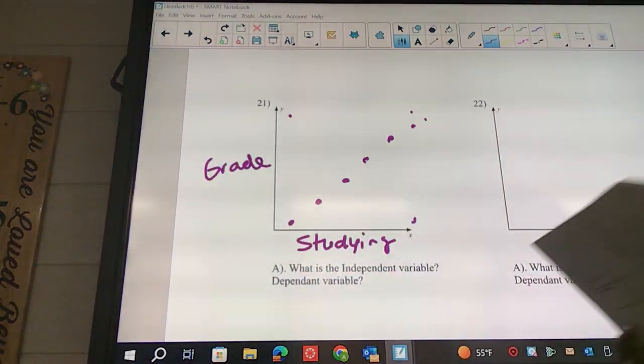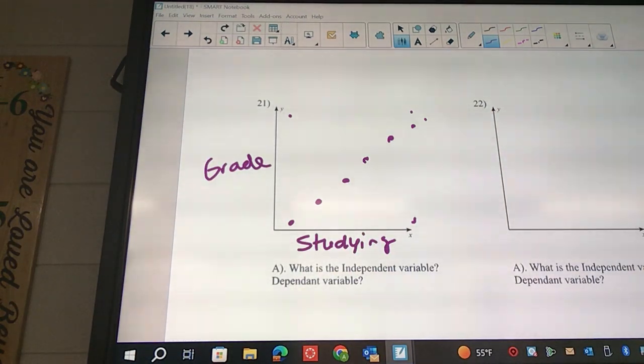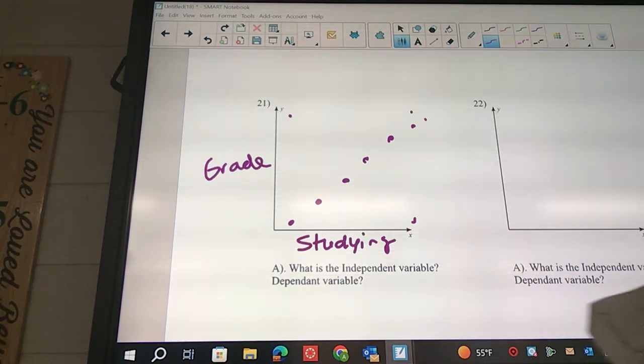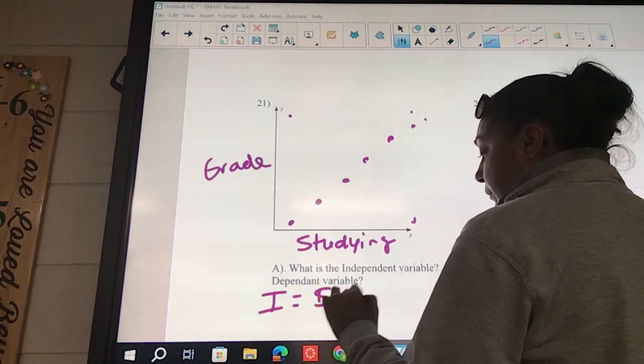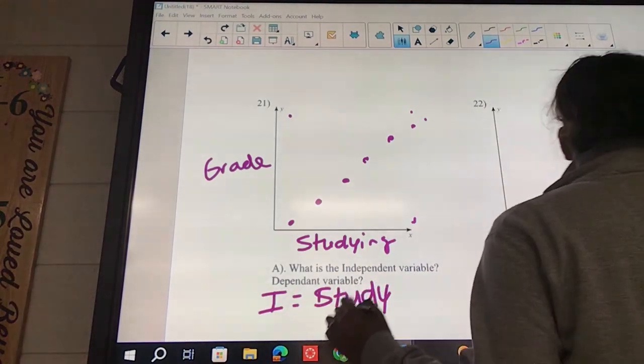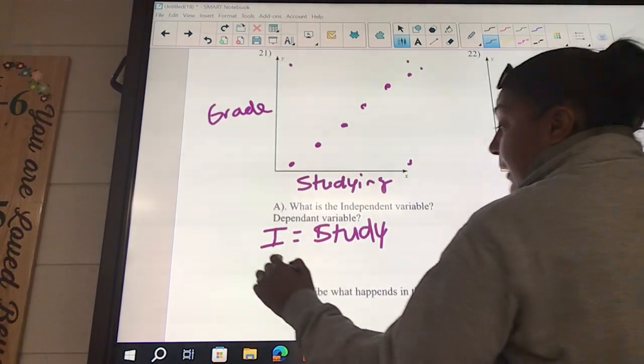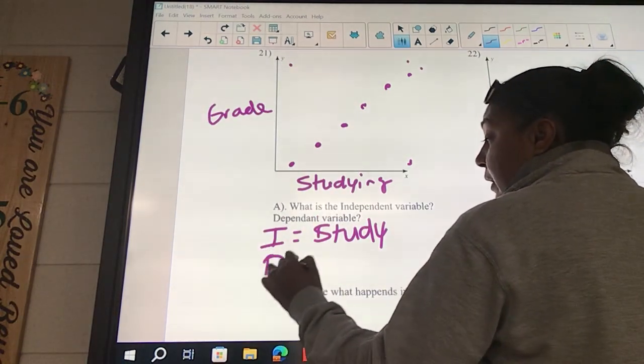Okay. We got time spent studying and a grade on an exam. Okay, which one is independent? Time. It's always time. If you see the word time, that's independent. So our independent is going to be our studying, or your time. The dependent, then, is going to be your grade.